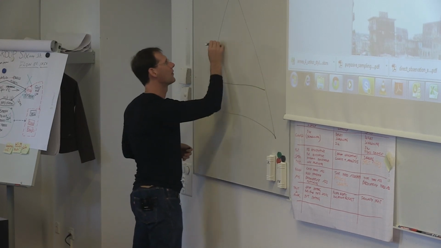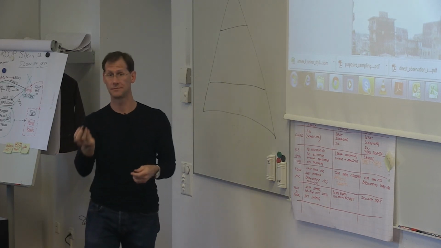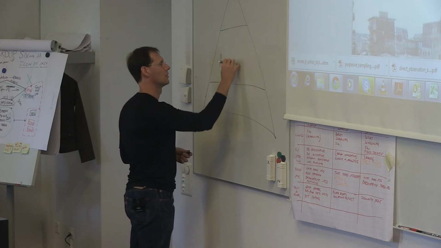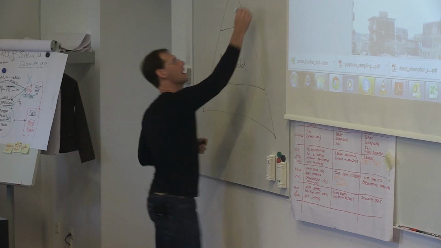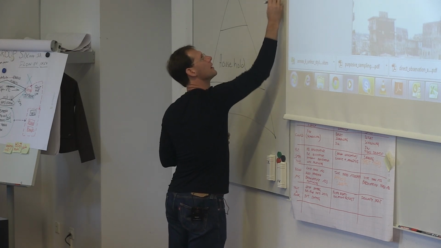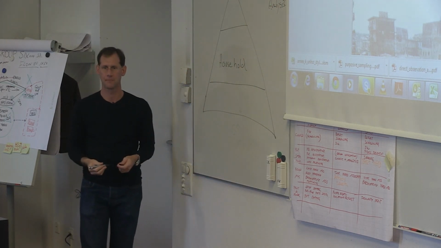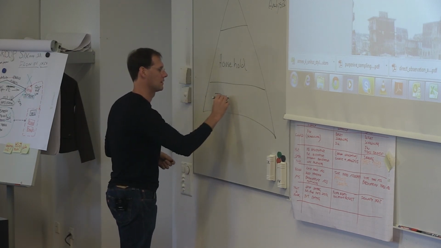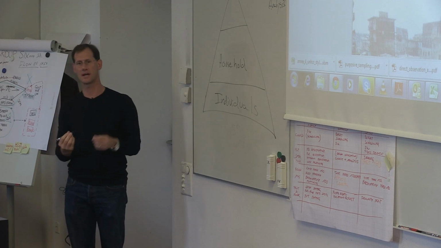Anyone remember what that was? What's a unit of analysis? We talked about household. I'm going to put household here. So a unit of analysis is, there's household. So what do you think is underneath household? Individual. And at the very tippy top?